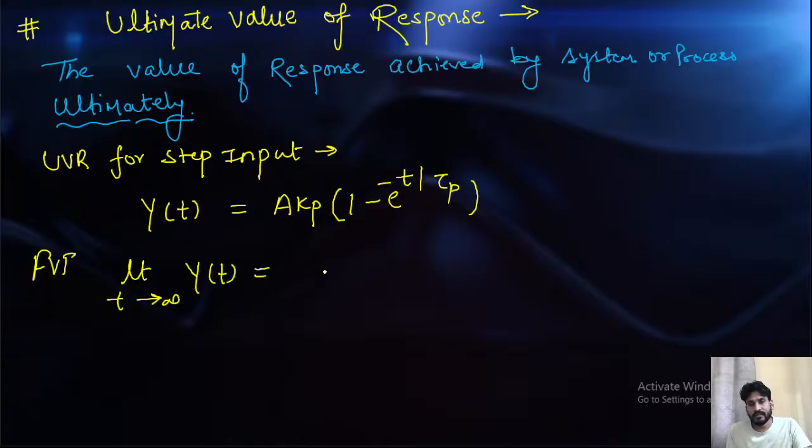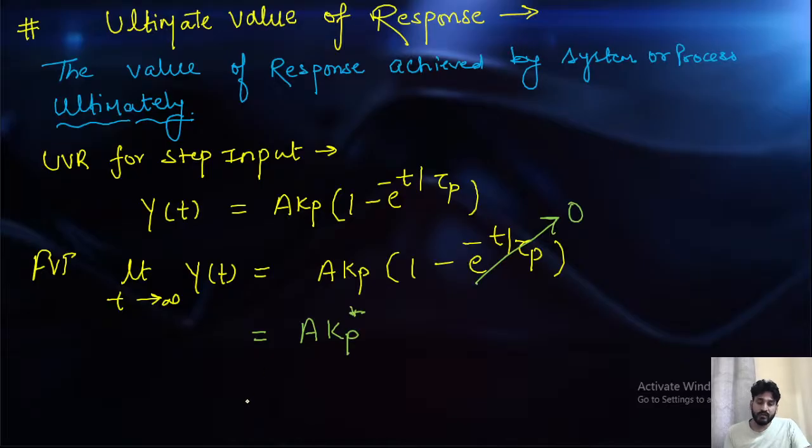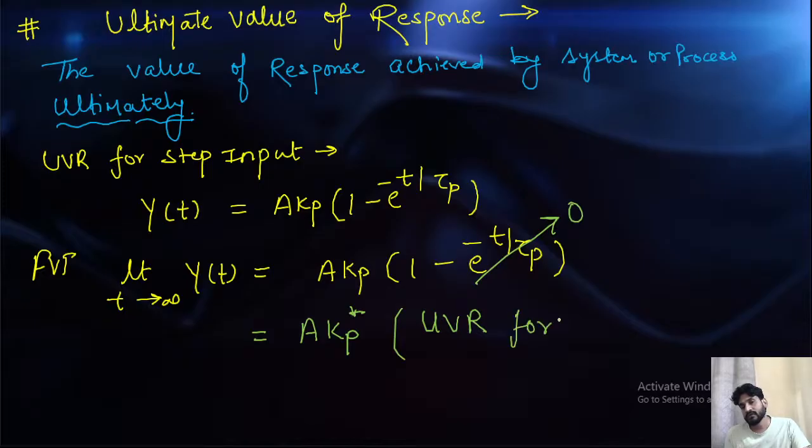y(t) is equal to A KP into 1 minus e raised to power minus t divided by tau p. If I put the limit t tends to infinity, then the exponential term will become 0. So what is the final value? It is my A KP. What is the final value, guys? A KP will be the final value. So what is this A KP? A KP is the ultimate value of response, guys, for the step input. Right? Is it clear to you or not? It is my ultimate value of response for step input.